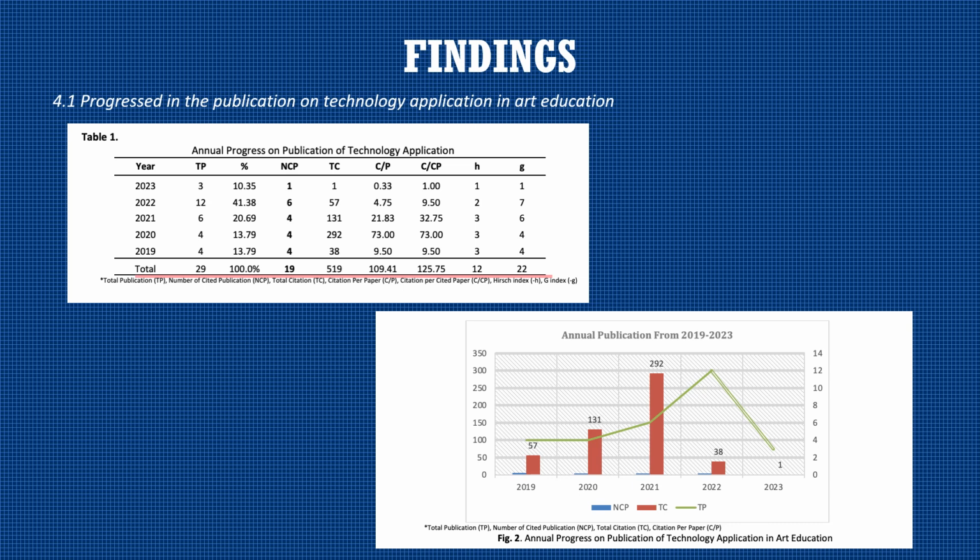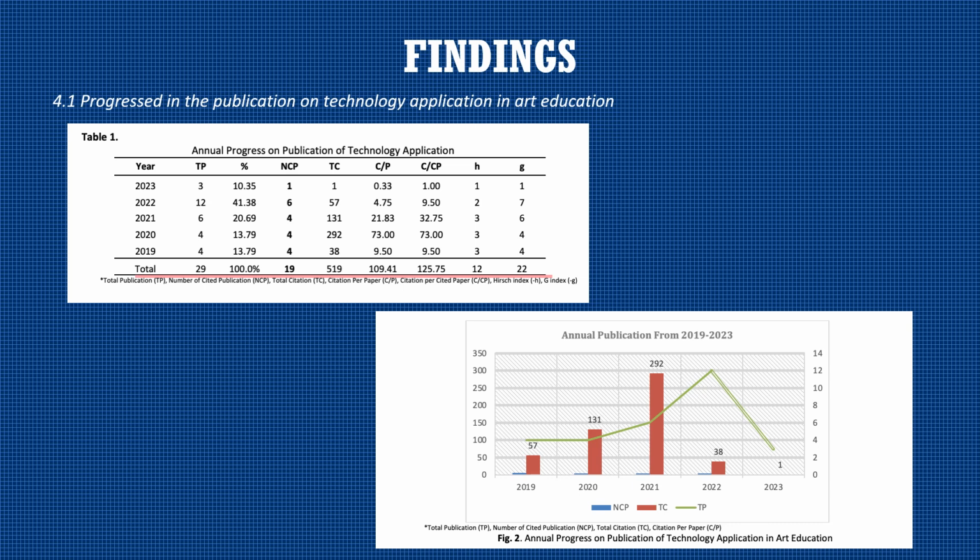41.38% of the total number of articles, 12 articles, were published in 2022, while 6 articles were published in 2021. This indicates a growing interest in integrating technology into art education and exploring new ways to enhance the learning experience using technological tools and platforms.